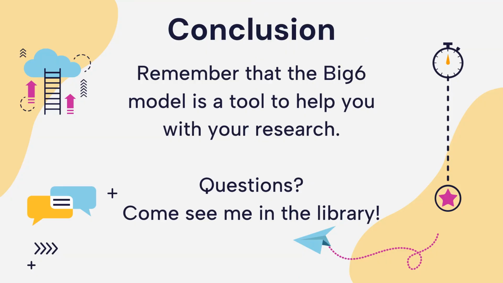Remember that you're using the Big 6 model to guide you through your research. It's a tool that is meant to help you complete your research to the best of your ability. If you have any questions about the Big 6 process, or if you need help finding reliable sources for your research, you can come by the library. I'll be happy to help you with any of your research needs.